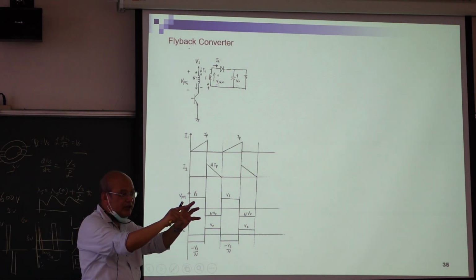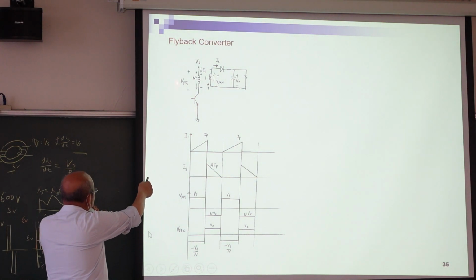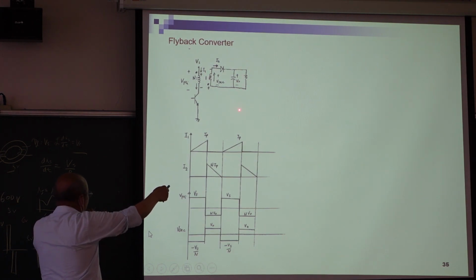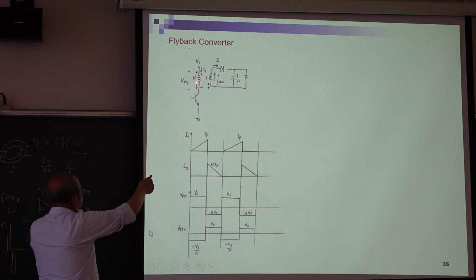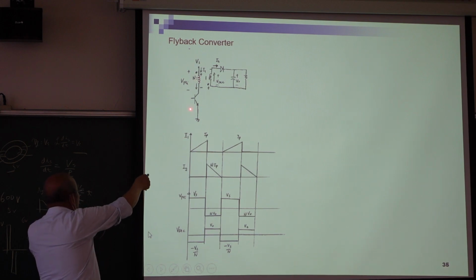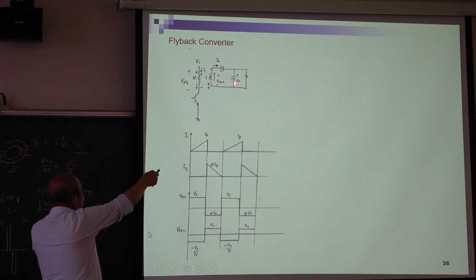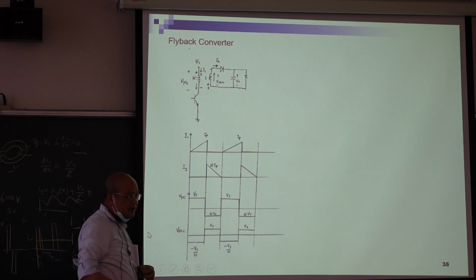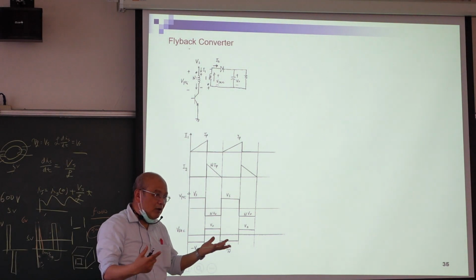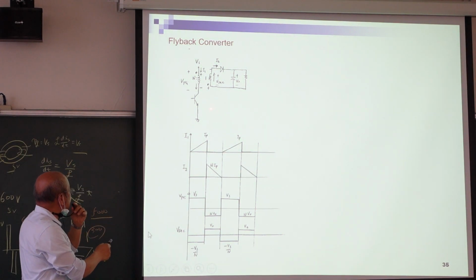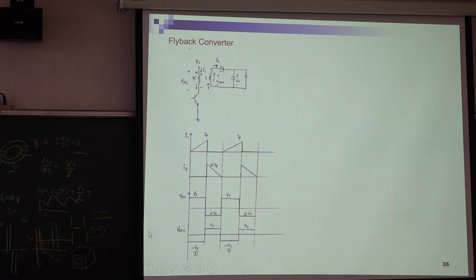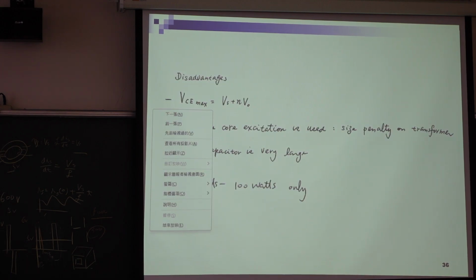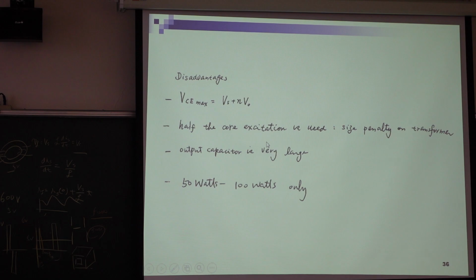Two coupled inductors. This is the primary inductance. This is the secondary inductance. We do not see this as a transformer because when this turns on, this is turned off. Then the current is 0. So when this turns on, this is turned off. Can you use a transformer like this? No. So we call it a coupled inductor, not a transformer. So this is the disadvantage. We do not use this as a transformer.